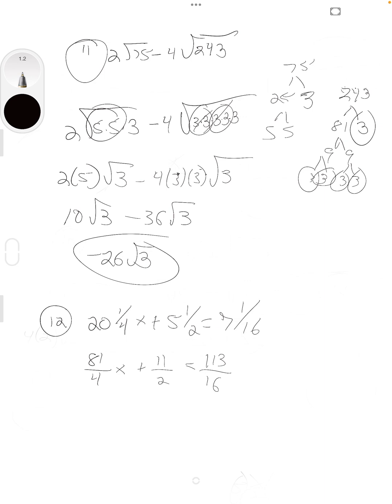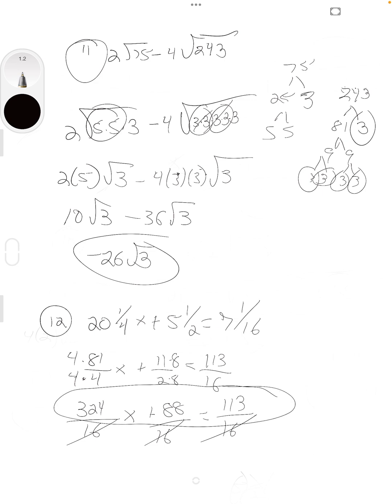So my common denominator is going to be 16. So 4 times 4, top and bottom, that makes this a 16. So I have 4 times 81, which is 81 times 4. So I end up with 324 over 16 x plus, top and bottom times 8, 8 times 11 is 88 over 16 equals 113 over 16. So I can just pretend the denominators don't mean anything, and I have this problem.